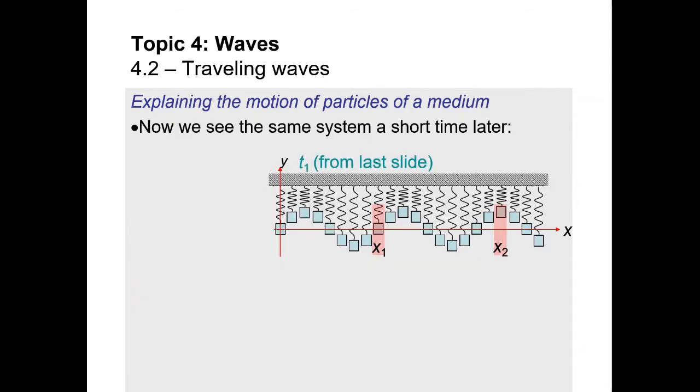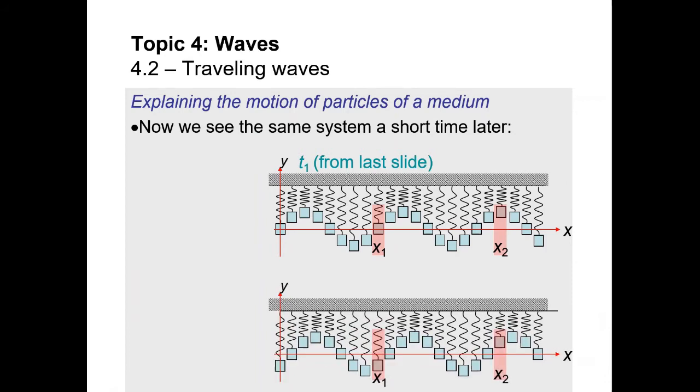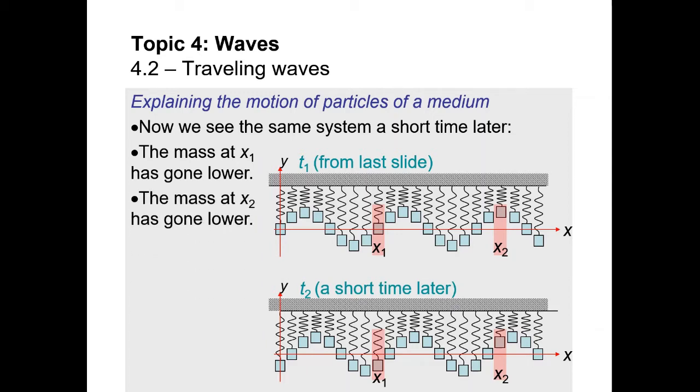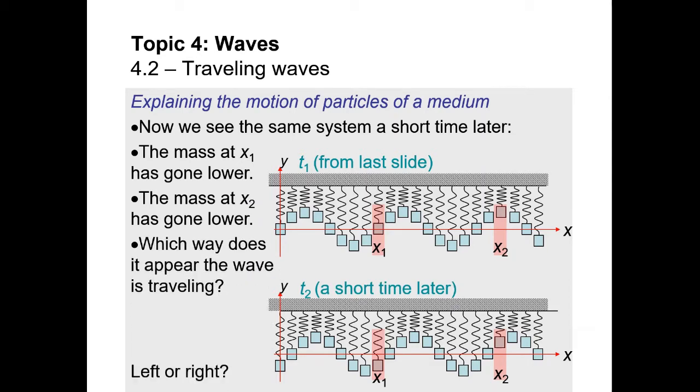Now we see the same system a short time later. T1 from the last slide and T2 at a short time later is a snapshot. The mass at x1 has gone lower, and the mass at x2 has gone lower. Which way does it appear the wave is traveling, left or right? Let's trace the first. Move it down. Let's trace the second one. And we can see it's moving to the right.